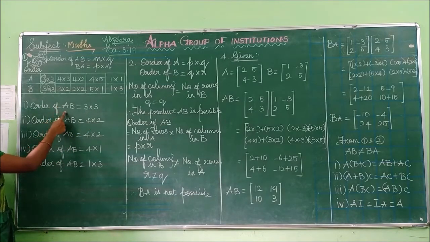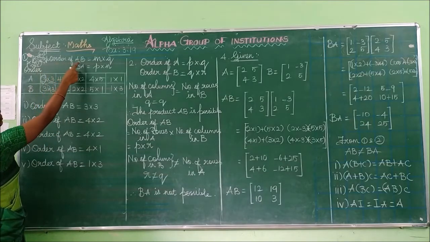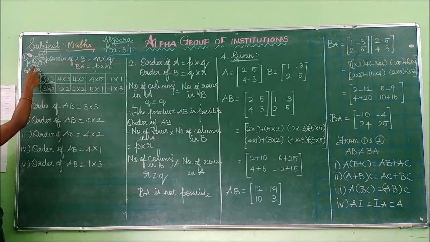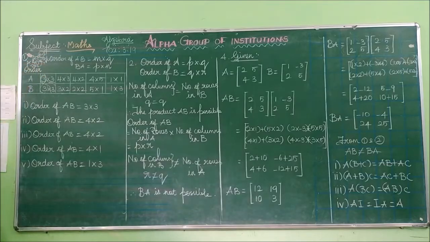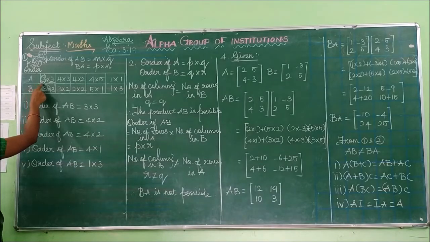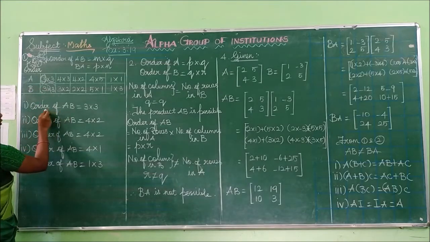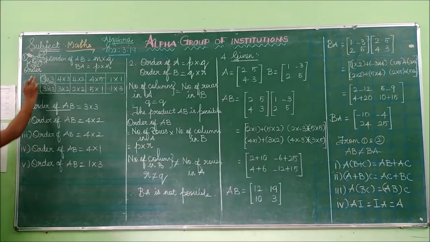Before you write the order of the matrix, you have to check one condition. To find the order of AB, verify that the number of columns in the first matrix is equal to the number of rows in the second matrix. Listen here, exercise number 3.19, first problem: find the order of AB. They have given five sets of values for the matrices. In the first set, A is 3 cross 3 and B is 3 cross 3. AB means you have to check here.